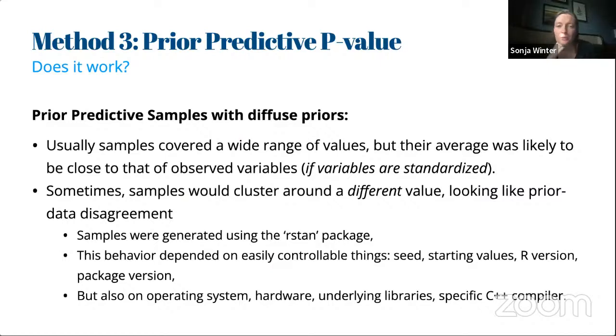So long story short, there's some weird computational issue, I think, with RStan if you're using the RStan package for estimating these models. If you're using diffuse priors to generate these samples based on complex models, sometimes the prior predictive samples are just nicely spread around your observed value, but sometimes it gets stuck on some other value. And it's hard to control this behavior because in addition to using a seed or starting values or making sure your R version is okay, the behaviors seem to change based on your operating system, hardware, all this other stuff. So it's definitely something I'm still looking at, which was kind of strange.